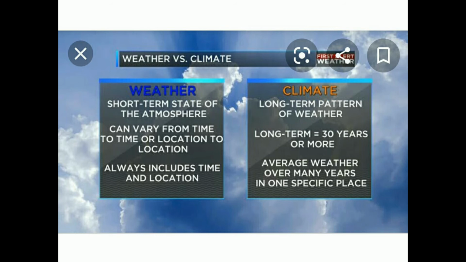What is weather? Short term state of the atmosphere, and climate is long term pattern of weather. So today it is cool. If the cool conditions continuously are there for a much longer period of time, then it is called a climate. If the weather conditions sustain for a longer period of time, then it is called a climate.